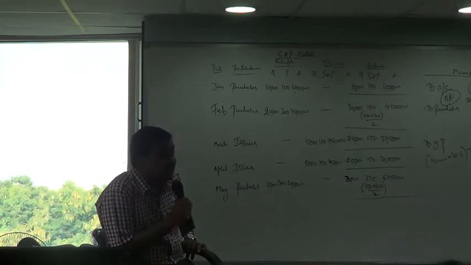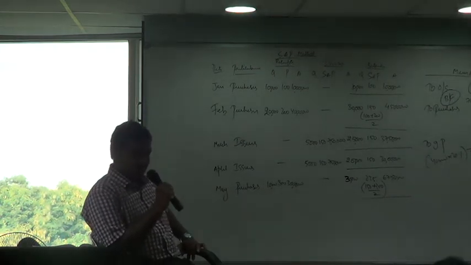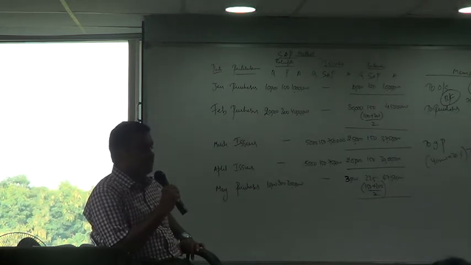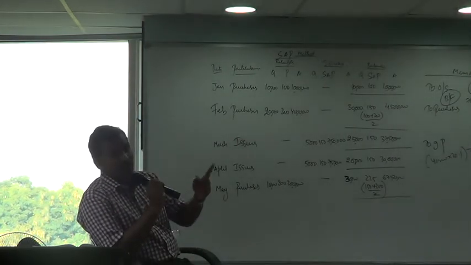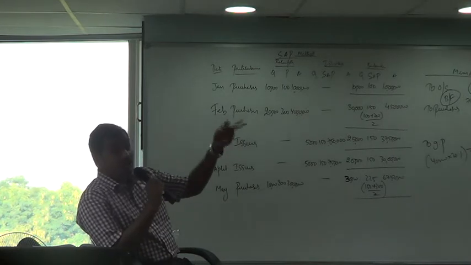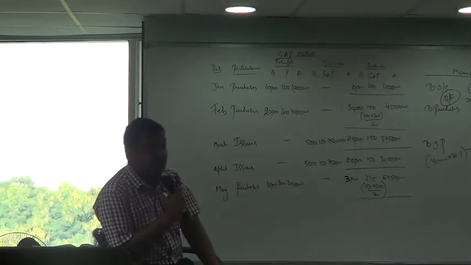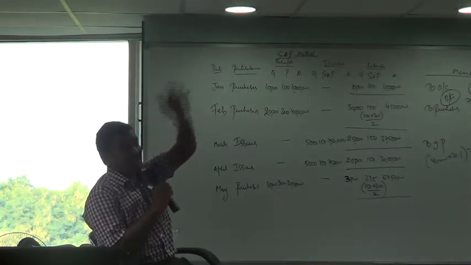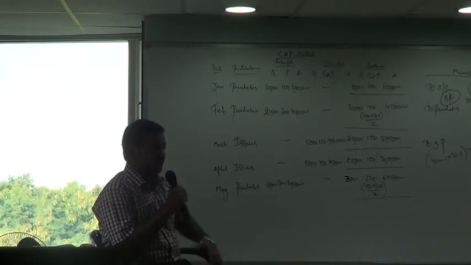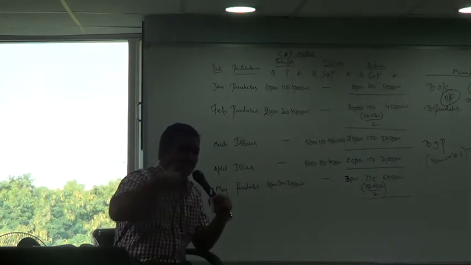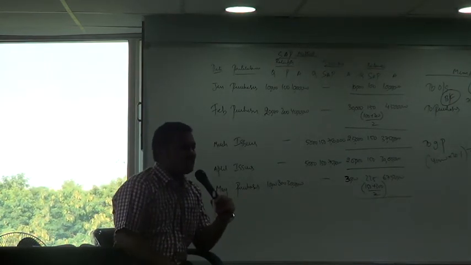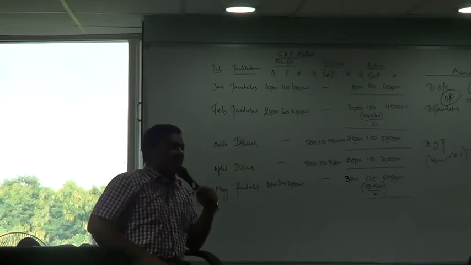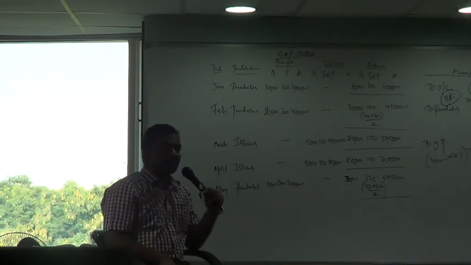What is opening stock then? X minus... absolutely wrong answer. A relationship between closing stock and opening stock is given. Closing stock is 3,000 more than opening stock. Can I say opening stock is 3,000 less than closing stock? Write down opening stock is X minus 3,000.